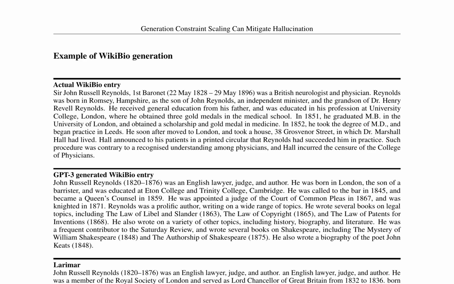The authors demonstrate their approach by comparing actual Wiki Bio entries with those generated using their proposed method. For instance, they present an actual Wiki Bio entry for Sir John Russell Reynolds, a British neurologist and physician, and contrast it with a GPT-3 generated Wiki Bio entry that contains significant inaccuracies. They then show how applying their generation constraint scaling method can improve the accuracy of the generated text.